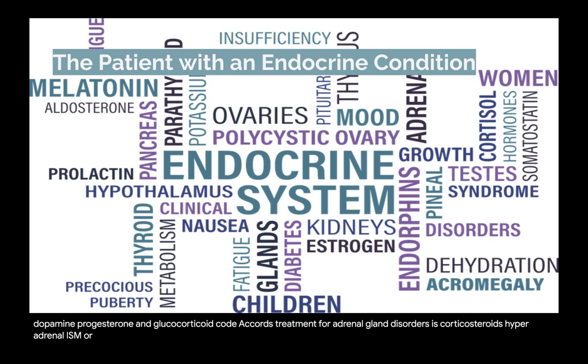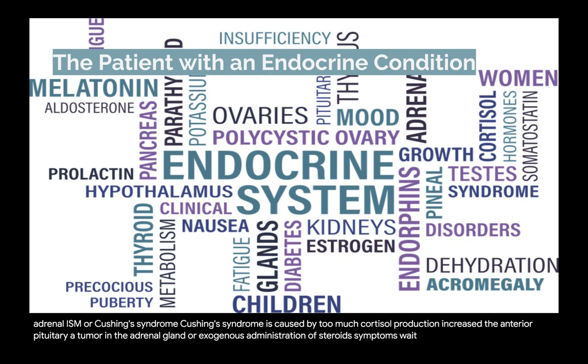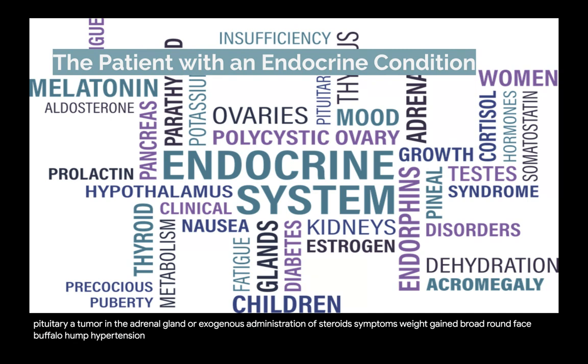Hyperadrenalism or Cushing syndrome. Cushing syndrome is caused by too much cortisol production. Increased production of cortisol can be caused by a tumor in the anterior pituitary, a tumor in the adrenal gland, or exogenous administration of steroids. Symptoms: weight gain, broad, round face, buffalo hump, hypertension, impaired healing, hypokalemia, hyperglycemia, glycosuria, polydipsia, mimics diabetes mellitus, increased bone fractures, mood swings and depression.